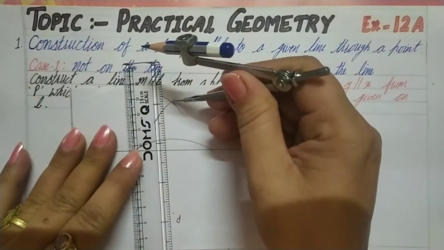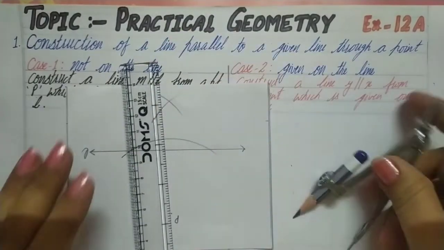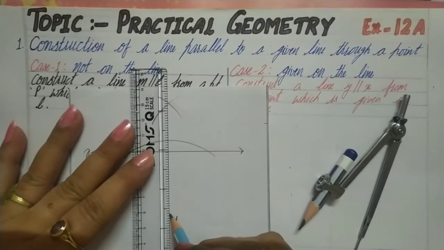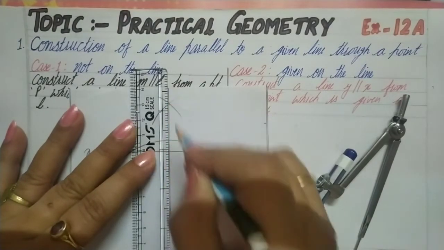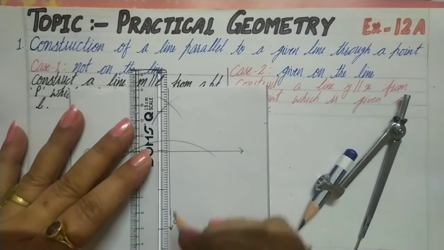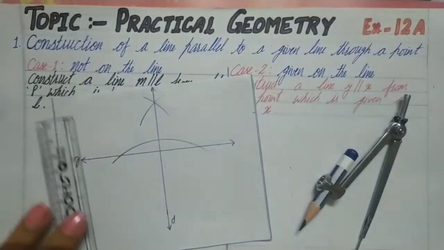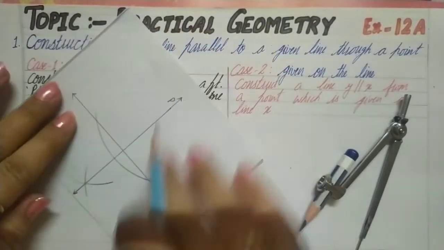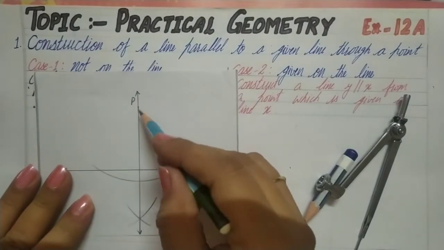Now draw a line passing through point P and the point of intersection of these two arcs. Now draw a line passing through point P and this point of intersection. Here this is the perpendicular on line L through point P.